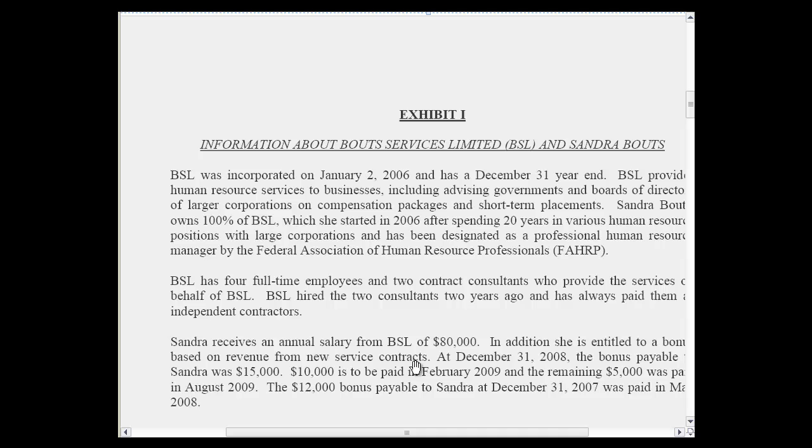Okay, BSL has 4 full-time employees and 2 contract consultants who provide services. BSL hired the consultants 2 years ago and always paid them as independent contractors. Anything in that paragraph you want to talk about? You're working for Revenue Canada. Well, you could talk about employee versus self-employed. Right. So the first issue you're going to identify, I'm not going to write it down, guys, because we've hit you with this a few times in the course.